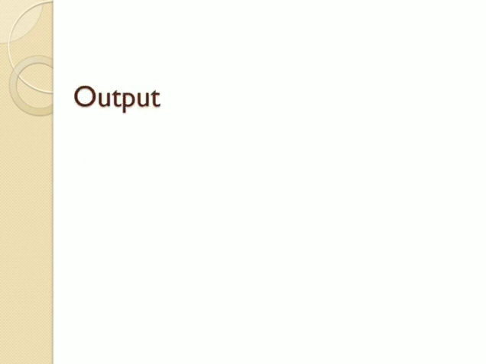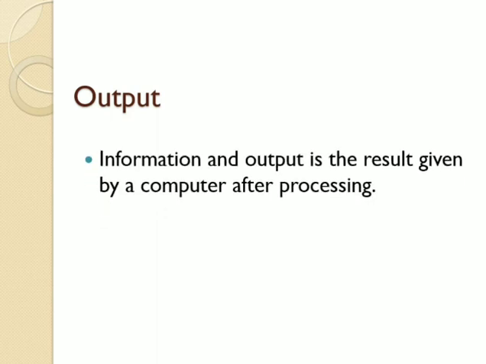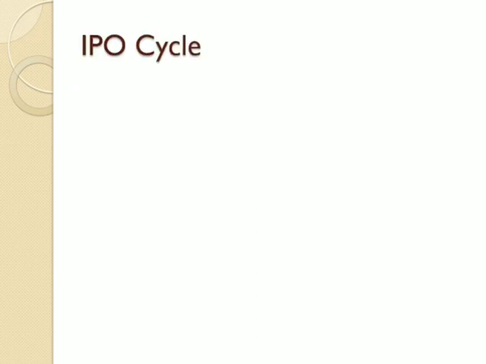Now what is output? Information and output is the result given by a computer after processing. So we can define the IPO cycle.